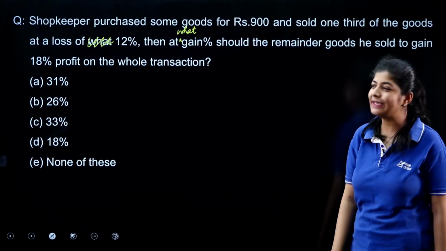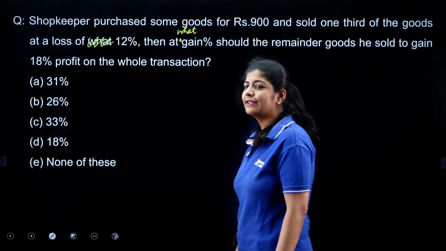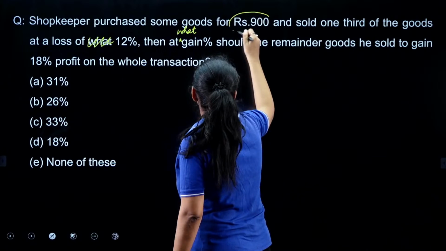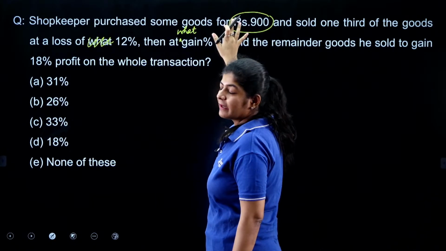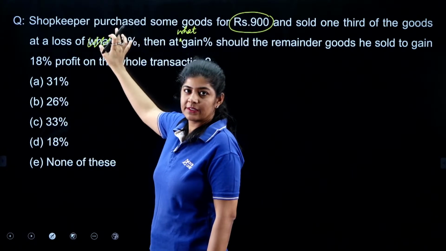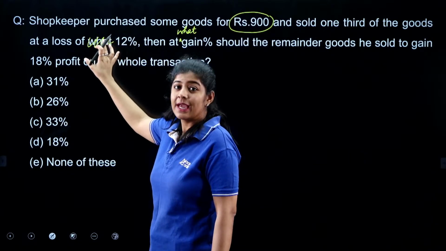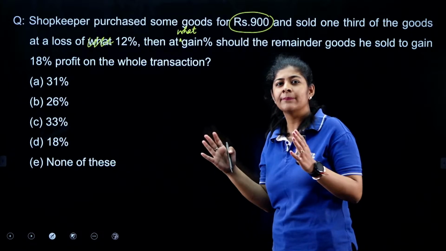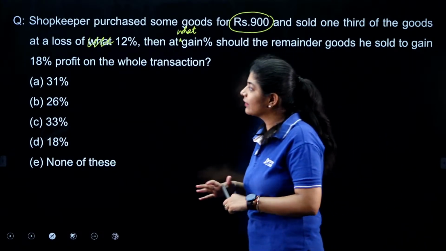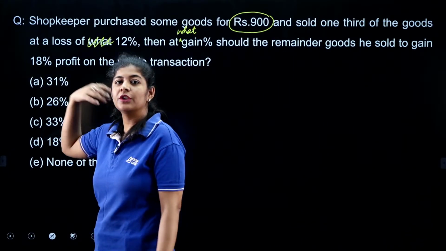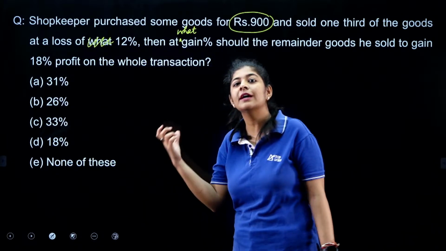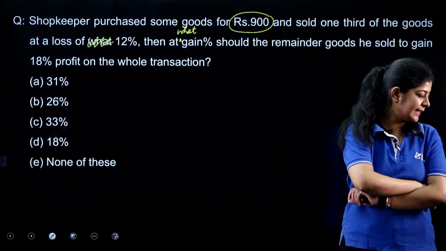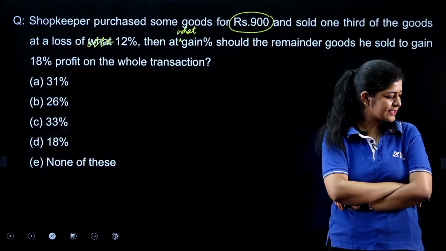So the question is very easy. The question is saying that a shopkeeper purchased some goods worth rupees 900. Now 1/3 of the goods is sold at a 12% loss, but he sold the rest, that means 2/3, at some profit, and the overall profit that he is getting over here is 18%. So you need to find out at what percent he sold the 2/3 part of these goods. So what answer are you getting? It's a very simple one.